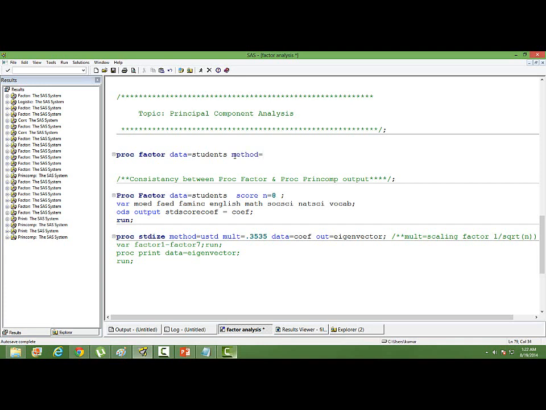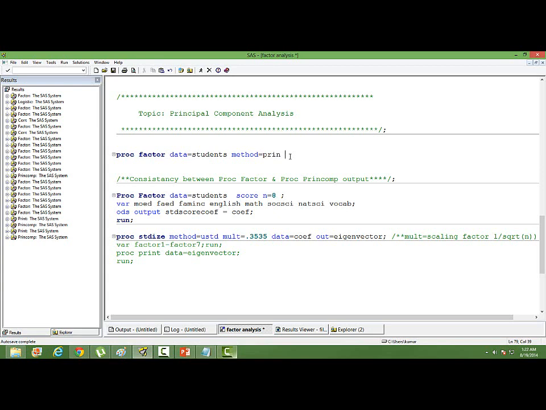That's the main difference between EFA and principal component. The method in principal component should be method equal to PRIN. If you remember in EFA, we either left it without mentioning what method is to be used, or you need to mention method equal to MLE, maximum likelihood. If you don't mention anything, then it will of course do the maximum likelihood estimation.